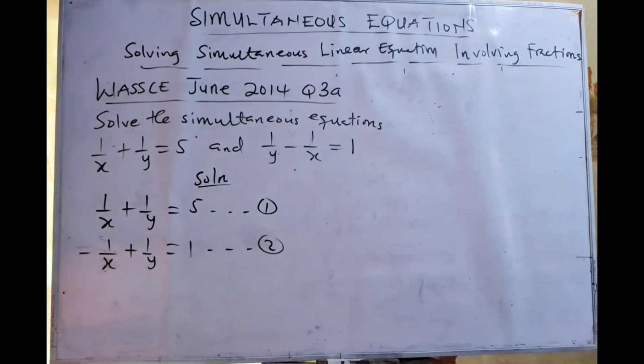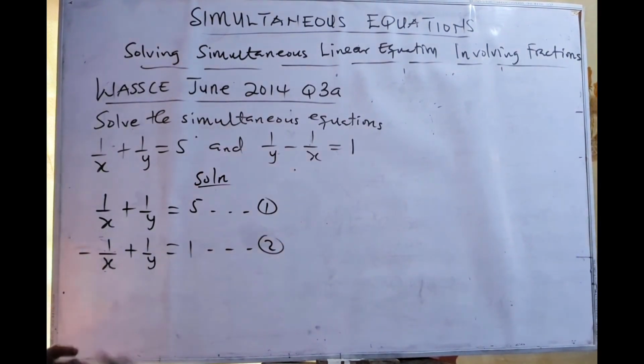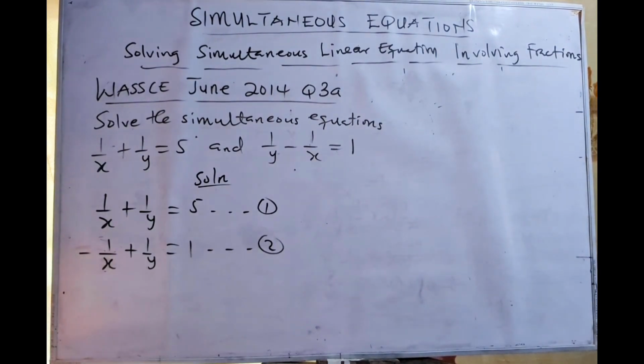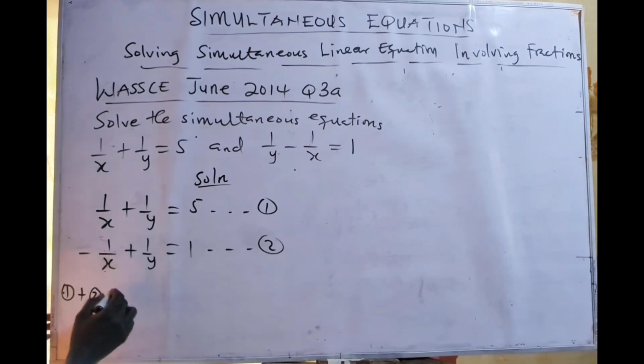Okay, and we can see 1 over y is here, 1 over y is here. So we can eliminate the 1 over y, or the negative 1 over x. So we can eliminate either x or y by adding or subtracting. If we want to eliminate y, we will subtract. If we want to eliminate x, we will add. So let's add and eliminate x. Let's say equation 1 plus equation 2.